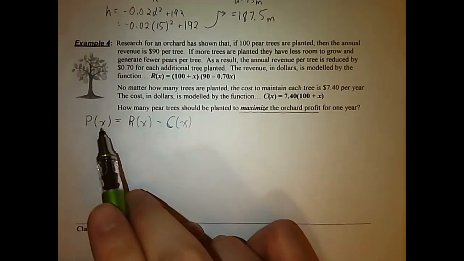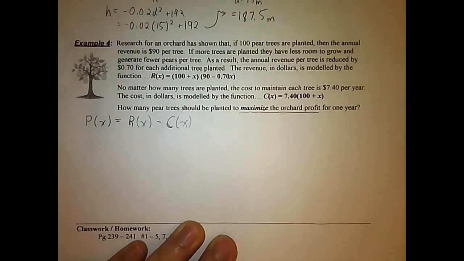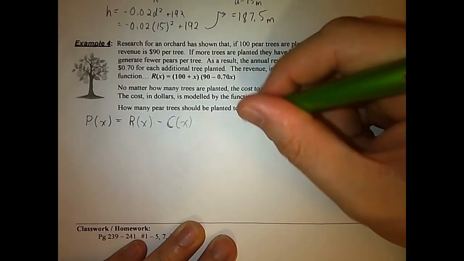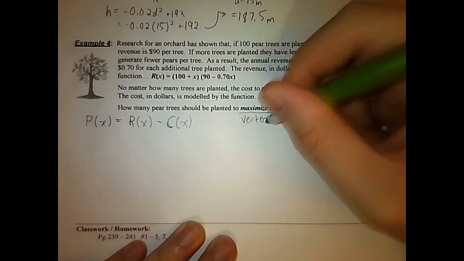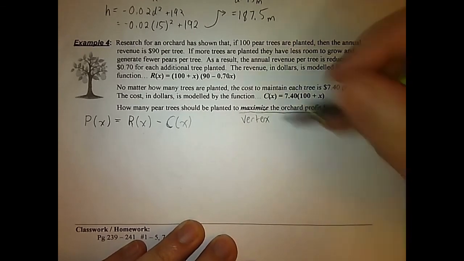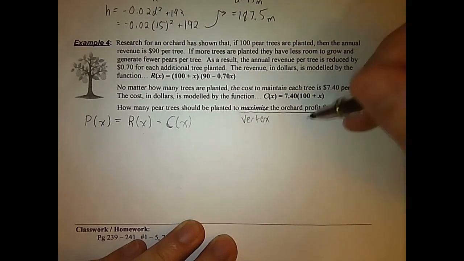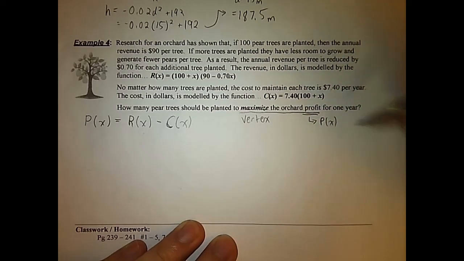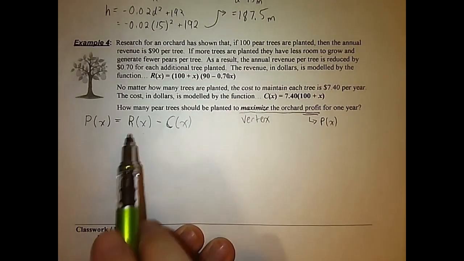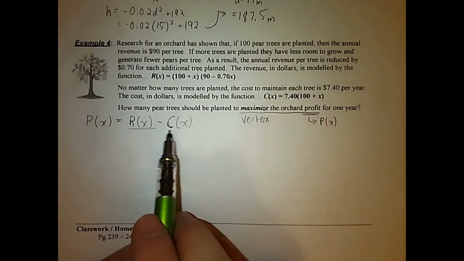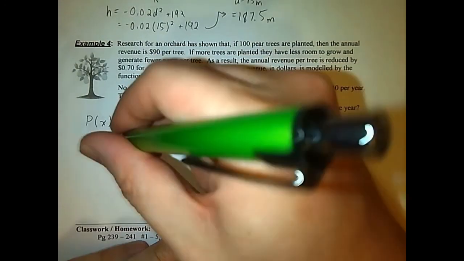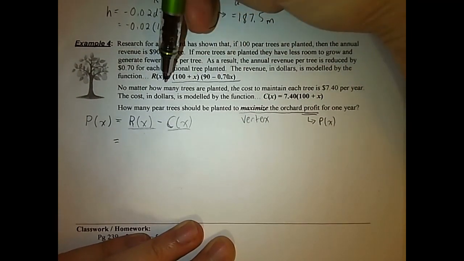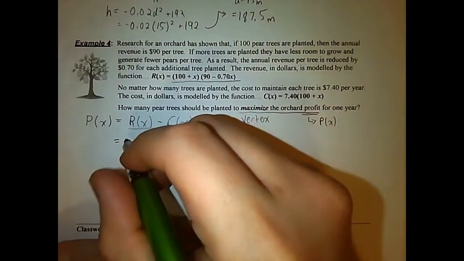So for me to figure out the profit, to maximize the profit, well, if I'm doing maximizing stuff, we said the maximum is always the vertex. So I have to find the vertex for the profit equation, which is going to be P at x. So now I'm just going to substitute what R at x is and what C at x is. So we said R at x is this equation. So I'm just going to substitute the R at x with this equation.